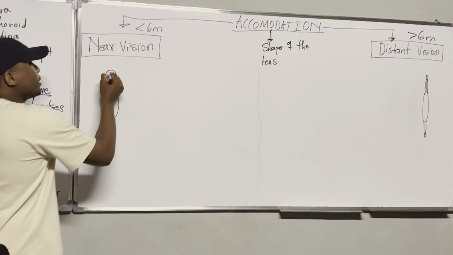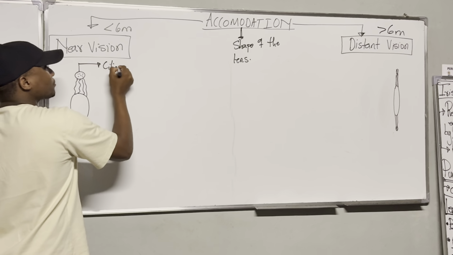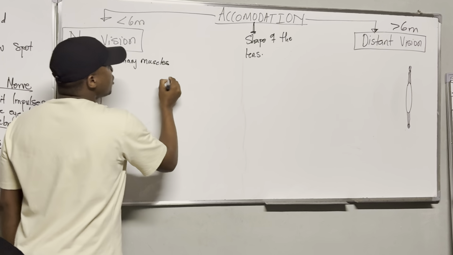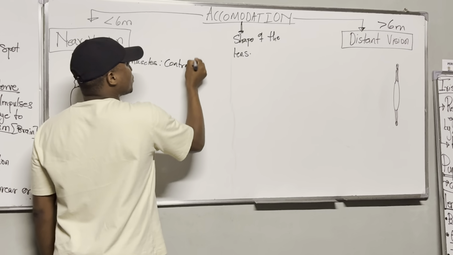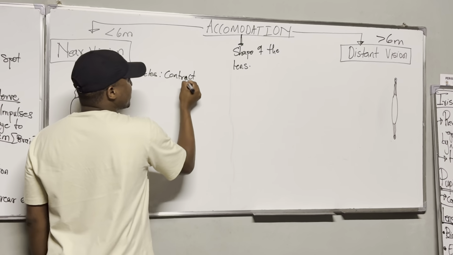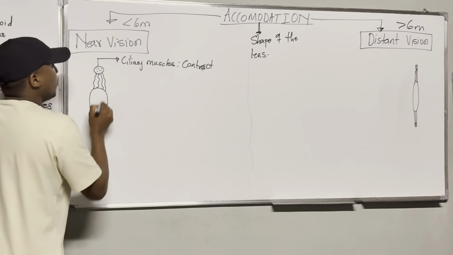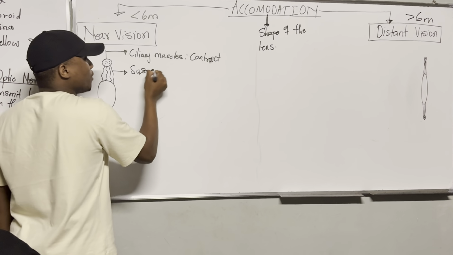Okay, fine. Now let us give labels to this one. You see here these are the ciliary muscles. The ciliary muscles are going to contract. Okay?